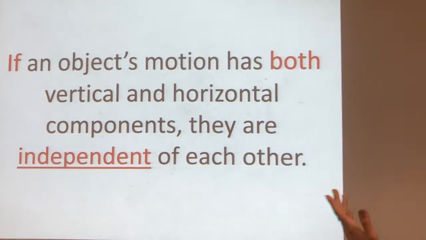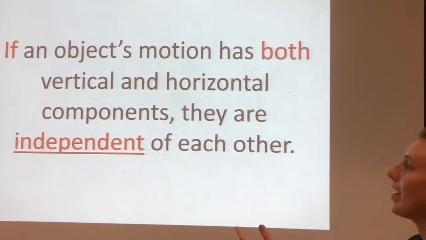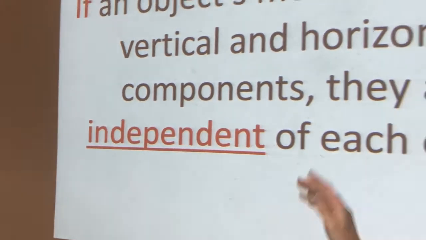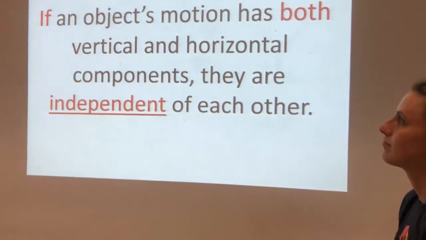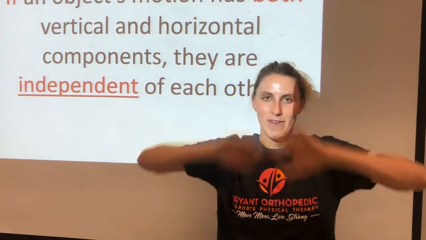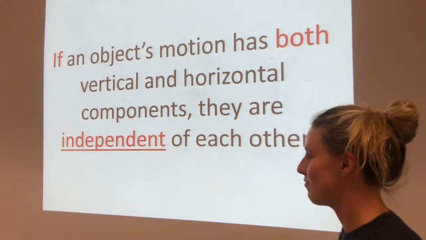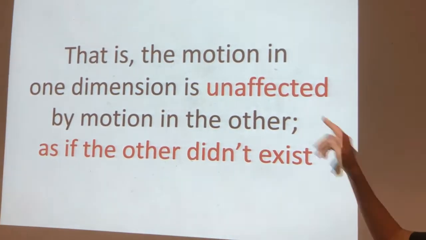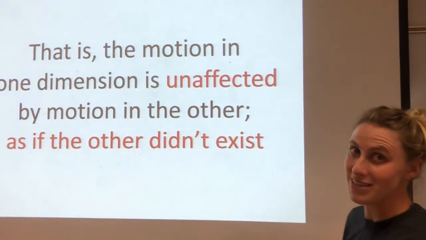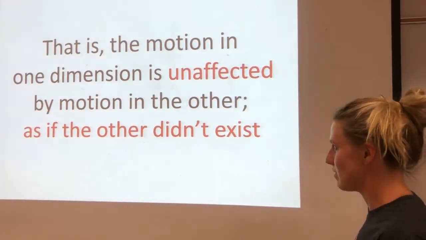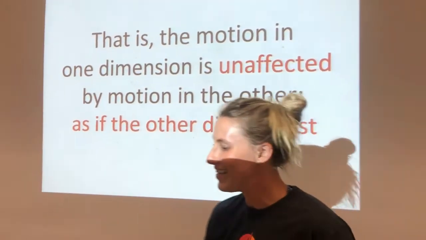So what this means is if an object's motion has both vertical and horizontal components, they are independent of each other. What does independence mean? It means that you are separate from them. They do not matter. They don't affect each other, just like you are independent from your parents, or at least you wish you were. So that is what independent means in physics. The motion of one dimension is unaffected by the motion of the other, as if they didn't exist. It's as if your parents don't even exist.